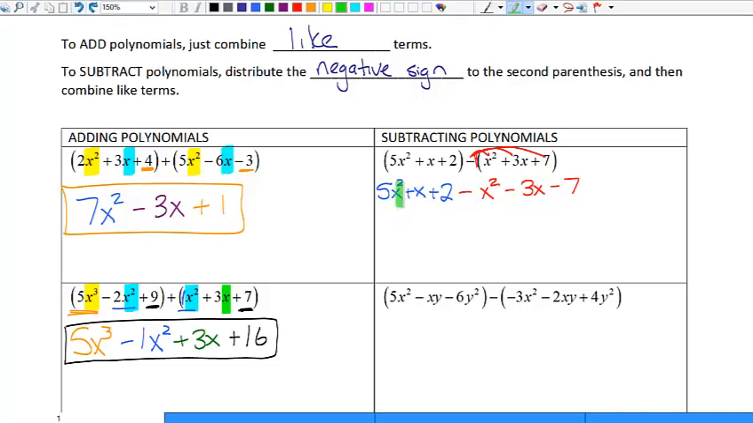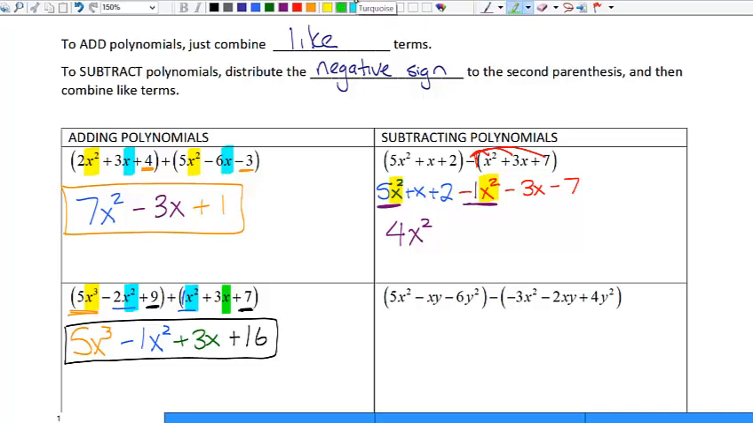Now again, I'm looking for like terms. Let's look for x squared and another x squared. So when I add those together, don't forget that there's a positive 1 or a negative 1 in front there. So 5x squared minus another 1x squared. Add the coefficients to get 4. Keep the x squared the same.